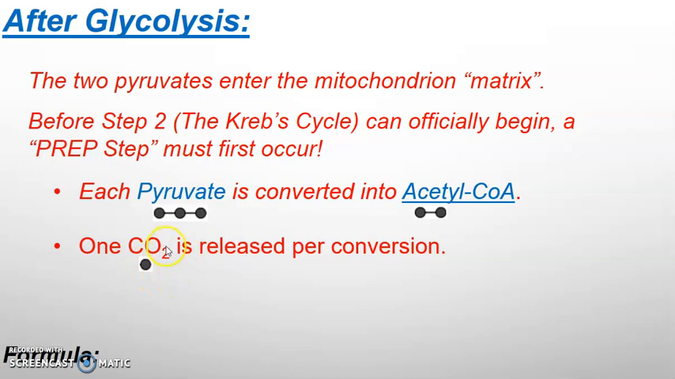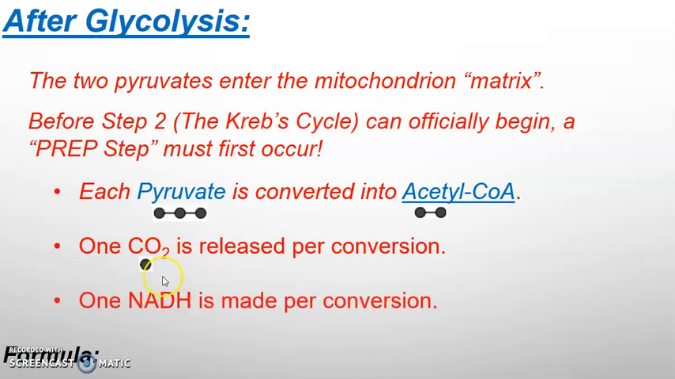So now we start to actually destroy glucose to a degree. We first just split it in half into 2 pyruvates. But now we're going to start to release some of those 6 carbons from glucose as carbon dioxides that we exhale. And also, finally, we make 1 NADH or electron carrier per pyruvate conversion.